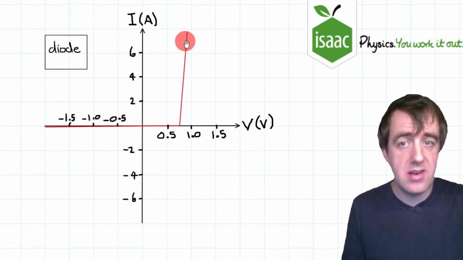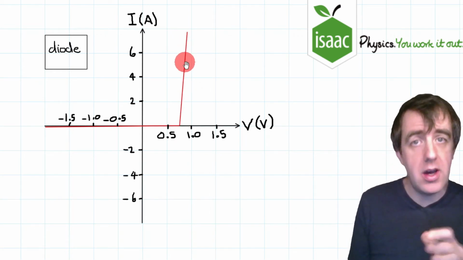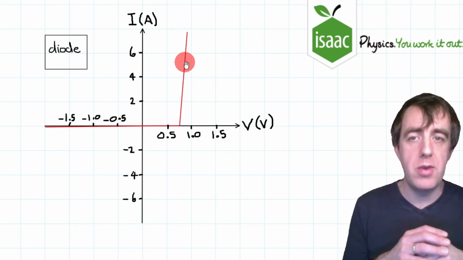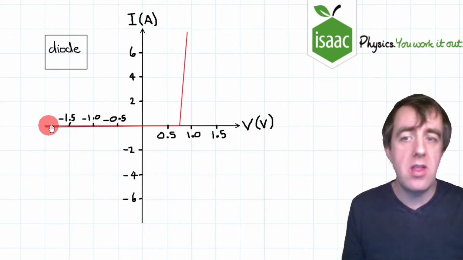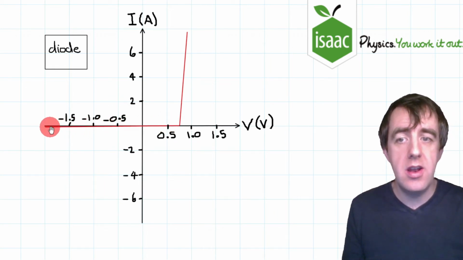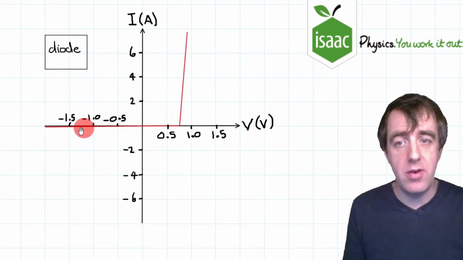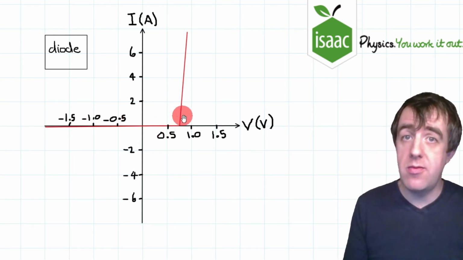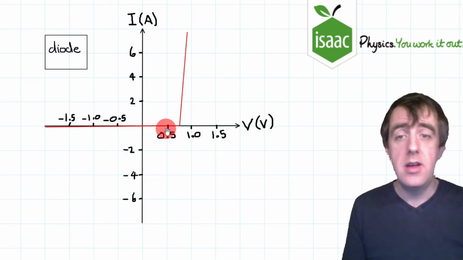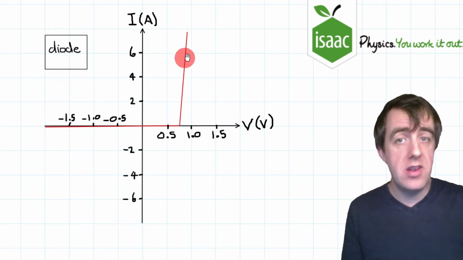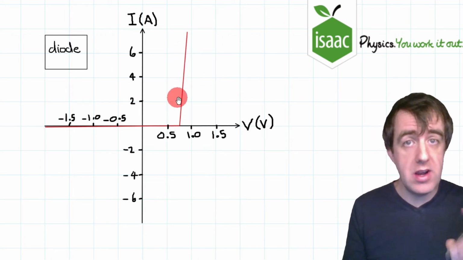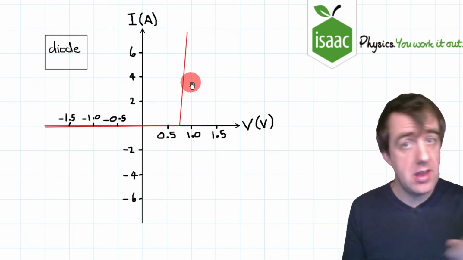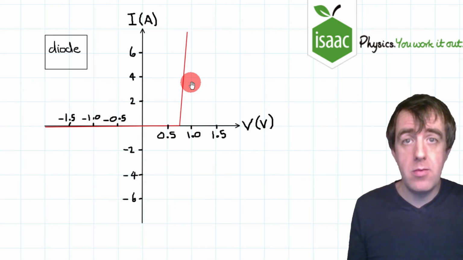This line is very steep, goes up to very high currents without needing to put very much more potential difference across the component. We can say that the resistance of the diode at any voltage below 0.7 volts is very, very high. And that's indicated by this very low gradient. And the resistance of the diode at voltages greater than 0.7 volts is very low. And you can see that because the gradient is very high.